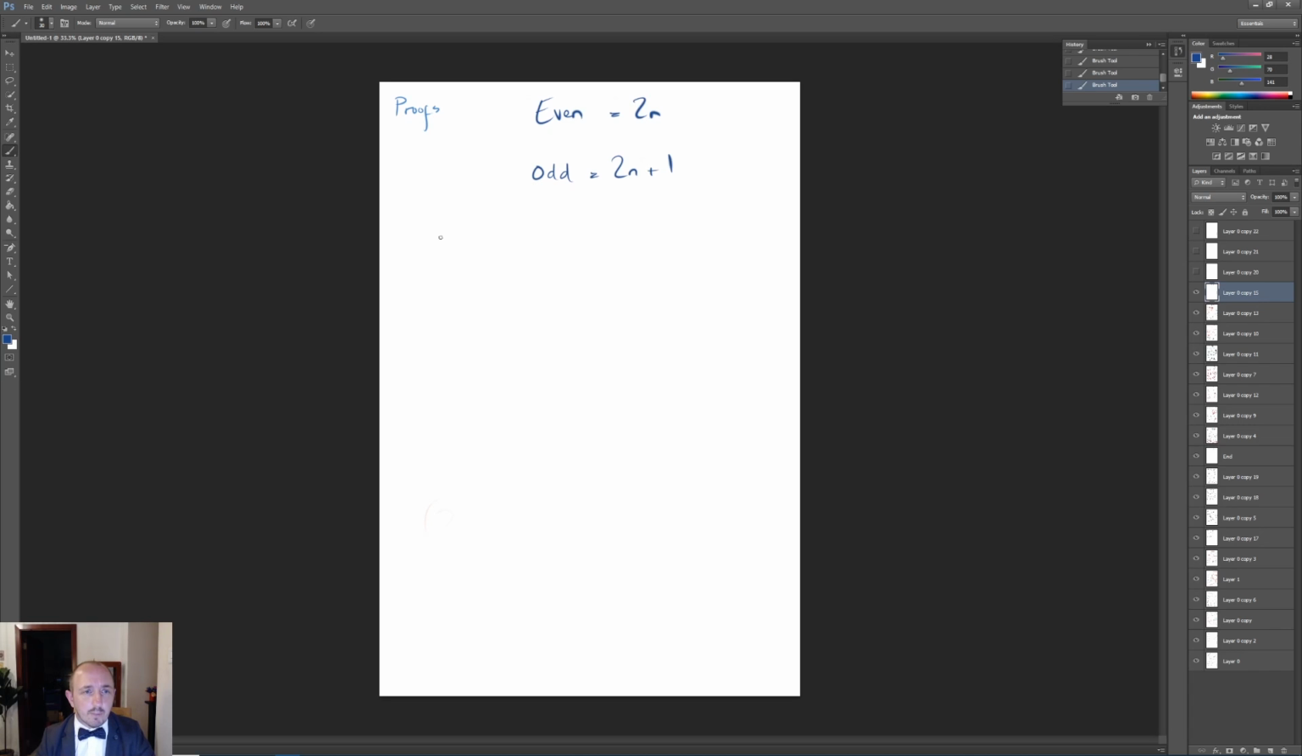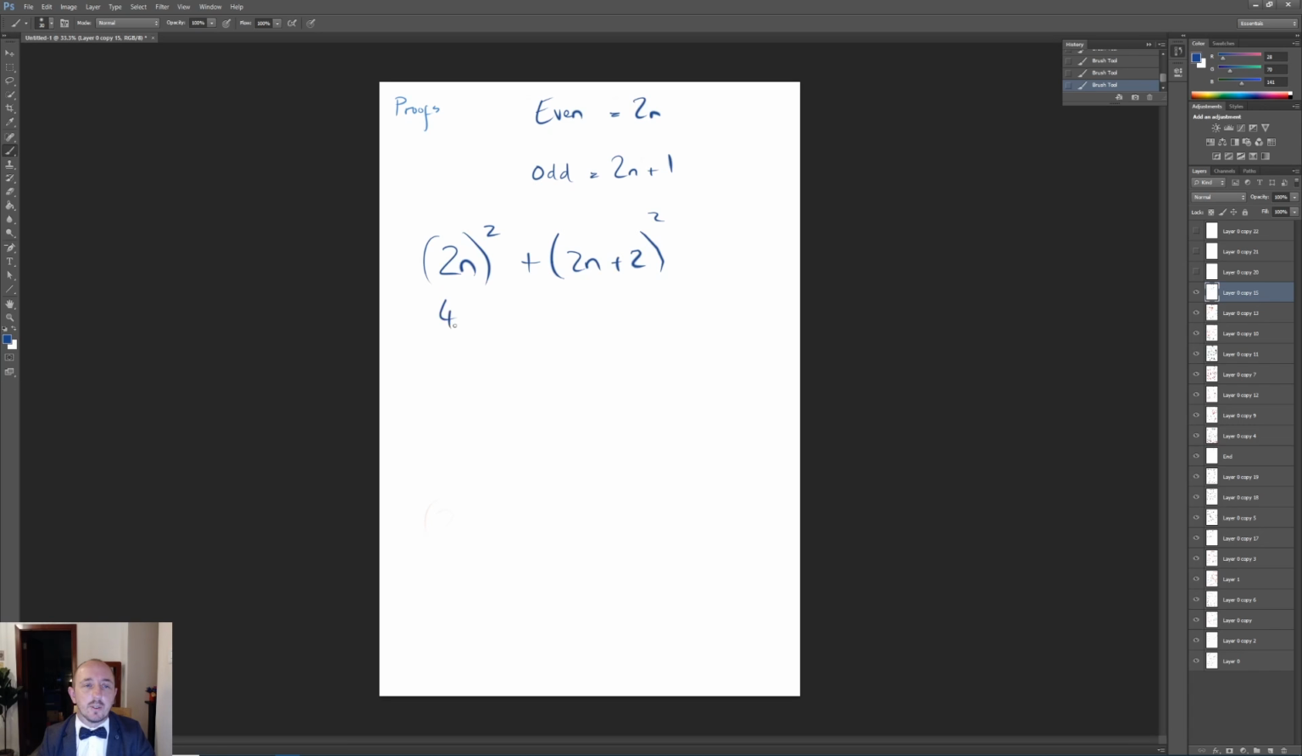So let's say we have two consecutive even numbers like 2n, that would be the first number, and then the second number would be 2n plus 2, because the consecutive numbers would be, say, 6, and the next one will be plus 2, that's 8. So we're going to square these and add them together. The proof is, prove that they are an even number. The square of two consecutive numbers is even.